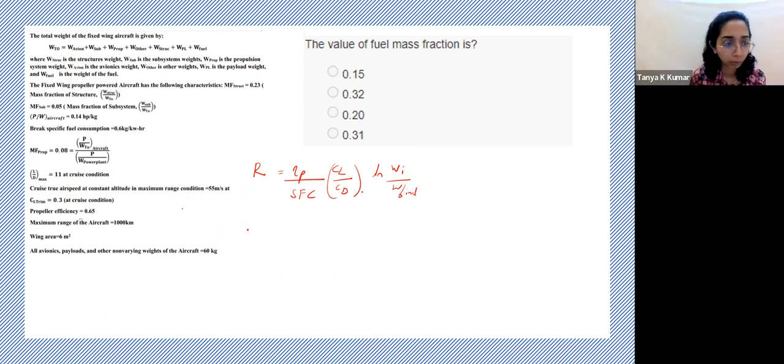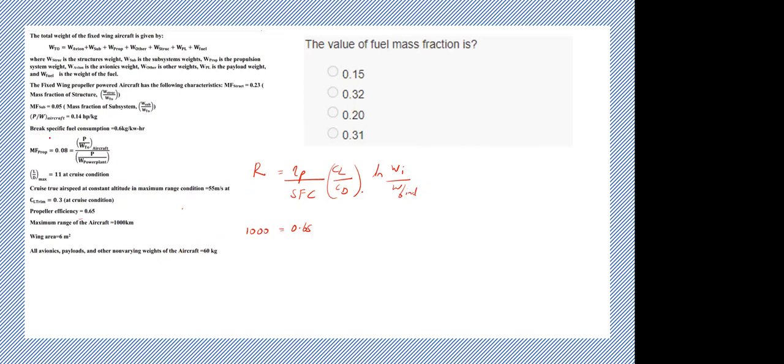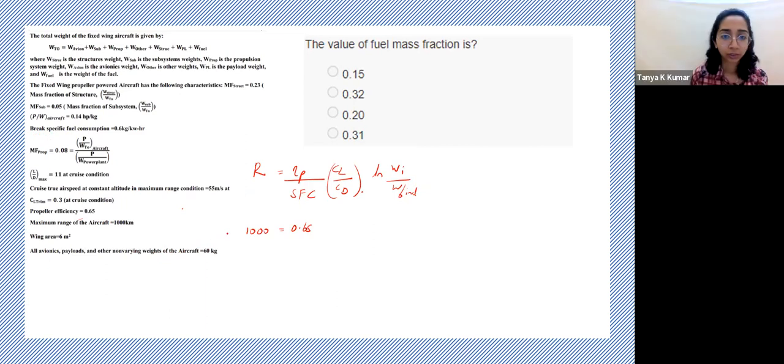We'll just substitute the values one by one. What was the range? Range was 1000. They've given you propeller efficiency as 0.65. What is SFC? SFC here is given. Specific fuel consumption. So for this equation to be valid, what unit do we need SFC to be in? I think in the lectures it was represented by C. We'll go ahead with that. It should be Newton per watt second, if I'm not wrong. This is it, right? Yes, ma'am.